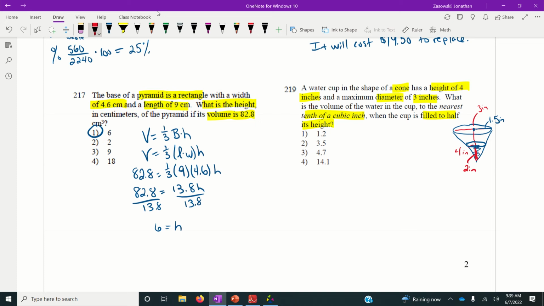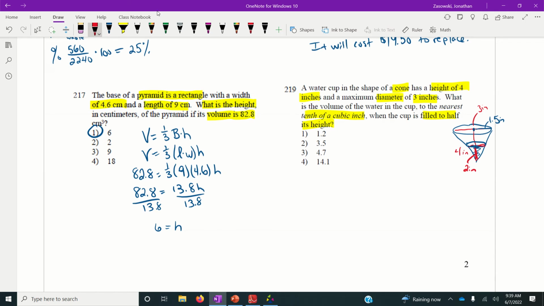Now, if you thought about this and say, well, if I'm just filling up half the cup, right, then shouldn't the volume just be divided by 2? And the answer is no, you can't do that, okay? Because remember, when you decrease the height, you are also decreasing the radius. So you need to figure out what the new height and radius would be, and then recalculate the volume using that. It doesn't just get divided by 2, because it gets smaller as it goes down.